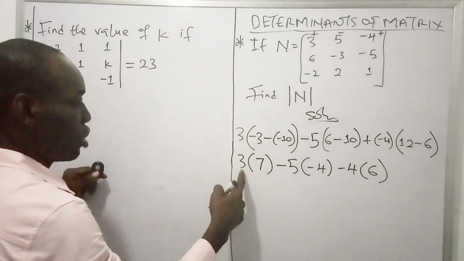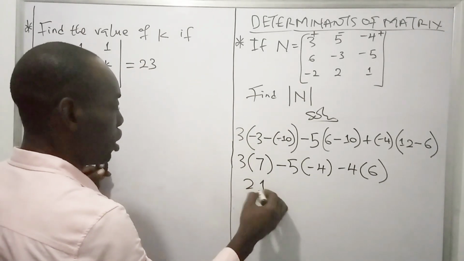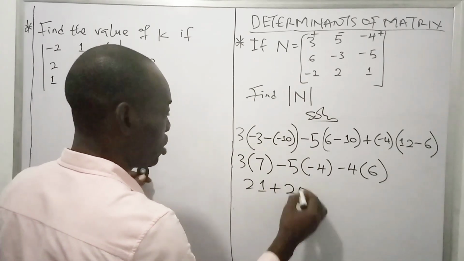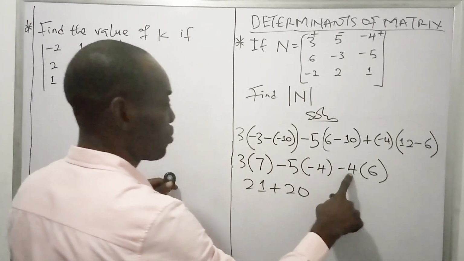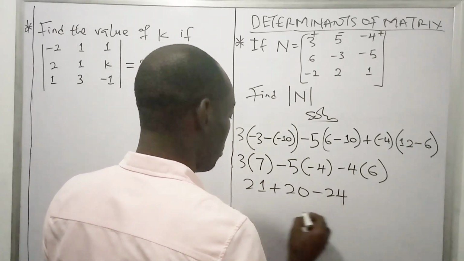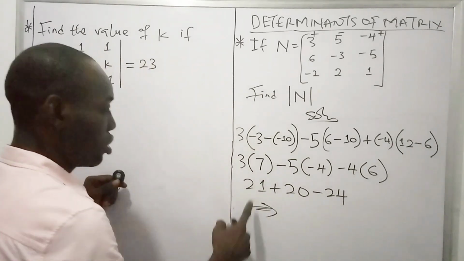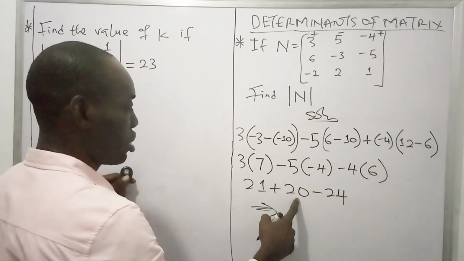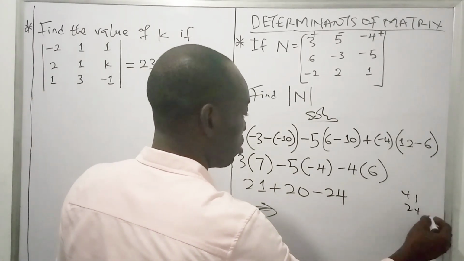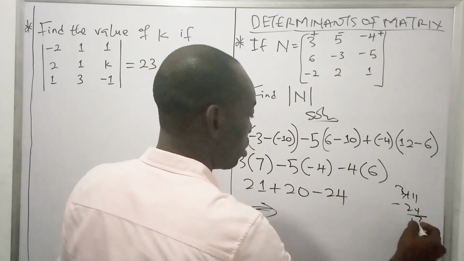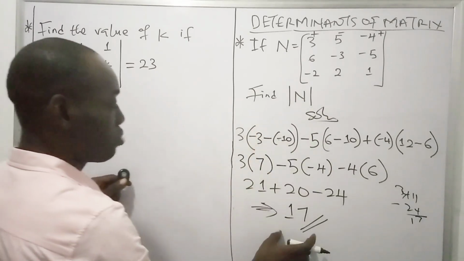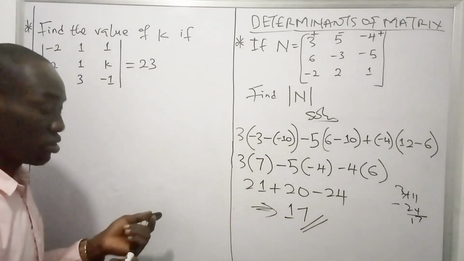All right. So here we're going to have 3 times 7, that's 21, okay? Then minus 5 minus 4 will give us positive 20. Then minus 4 times 6, that's negative 24. Now resolving this, 21 plus this, that's 41. Then 41 minus 24 gives us 17. So the determinant of this matrix is 17.